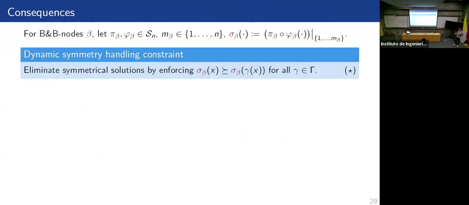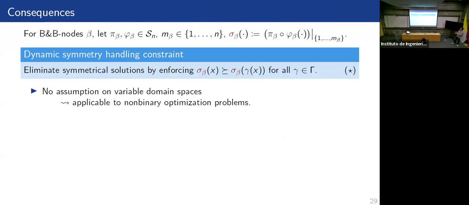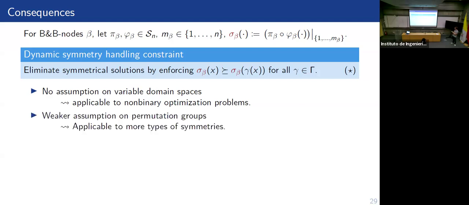Okay. Any further questions? No. Okay. So there are lots of consequences of this theorem because it's stated in a very generic way, which means a lot of things. First of all, we do not make any assumption on the variable domain spaces, whereas many symmetry handling methods before were on binary variable domain spaces. We can now do it suddenly on arbitrary variable domain spaces. So it's applicable to non-binary optimization problems, and that's actually what we also did in our computational experiments.